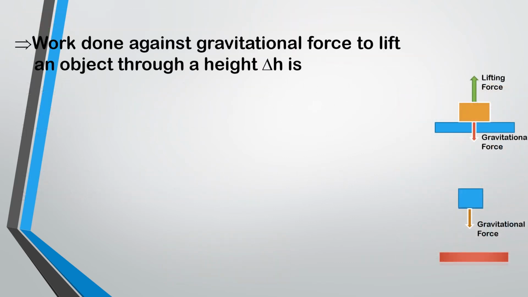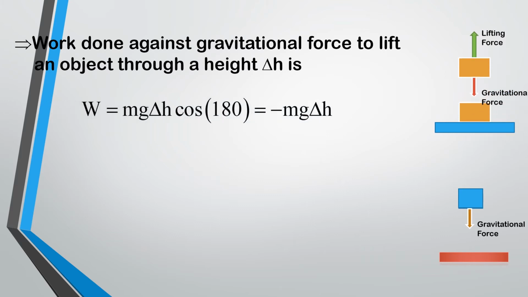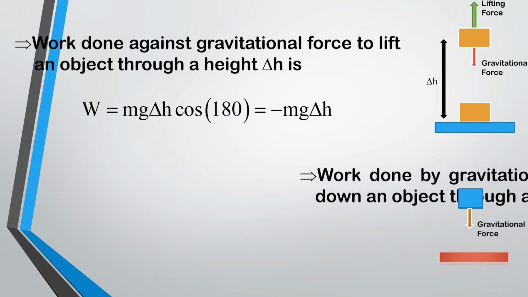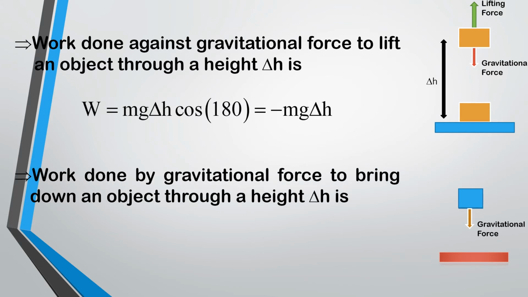Work done against gravitational force, to lift an object, through a height, delta h, is negative m, times g, times delta h. Work done by gravitational force, to bring down an object, through a height, delta h, is m, times g, times delta h.